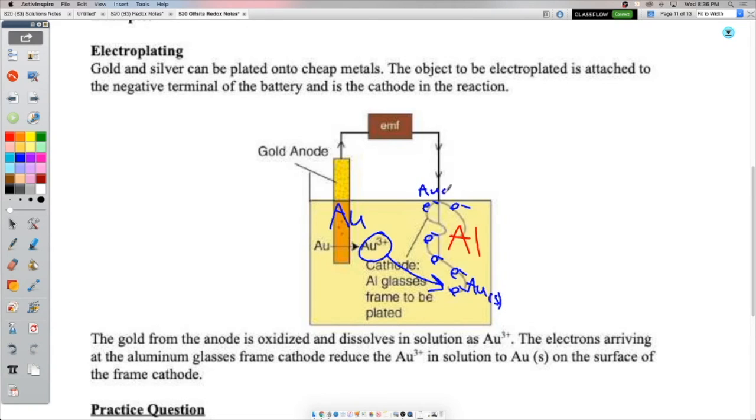What you can do is get a very, very thin layer of gold all the way around. So most of your glasses are made of cheap aluminum, and you've now coated your entire cheap aluminum frame with just a few layers of gold. That's super cheap. You didn't have to use all this gold, you just used a few atoms. A very cheap way to make some aluminum look like solid gold. Okay.